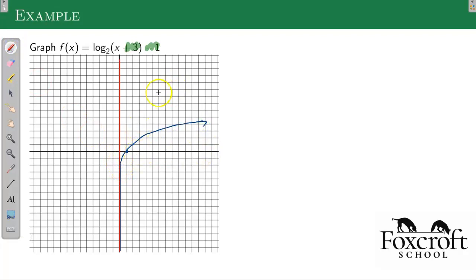And now what's going to change? I'm going to move everything to the left 3 because it's plus 3 near the x. So everything's going to move left 3. And then everything's going to move down 1. So this point here becomes that point. Again, the really important thing is if everything's moving left 3, this vertical asymptote is also going to move left 3. So 1, 2, 3. It doesn't matter if I move the vertical asymptote up or down, because you can see it's still a line going straight up and down.